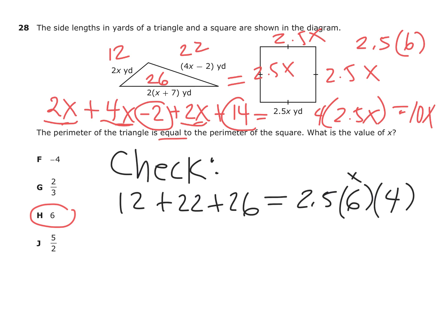Okay, so let's go ahead and check. For the triangle, you have 12 plus 22 plus 26. That was 60. And for the square, it is 2.5x for each side. 2.5 times 6, that was 15 for each side. And there's 4 of them. 15 times 4, that's 60. So yes, that is one way to check, and it is correct. And this concludes part 2.